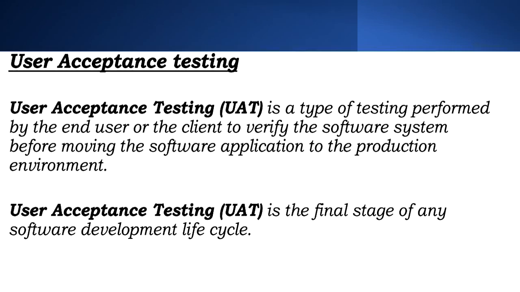And next is user acceptance testing, also known as UAT in short. It is a type of testing performed by the end user or the client to verify the software system before moving the software application to the production environment. It is the final stage of testing performed during the software development life cycle, and UAT is generally performed by the client. There are also two different types of UAT testing. One is alpha testing, which is performed in the company or organization environment by the testers.